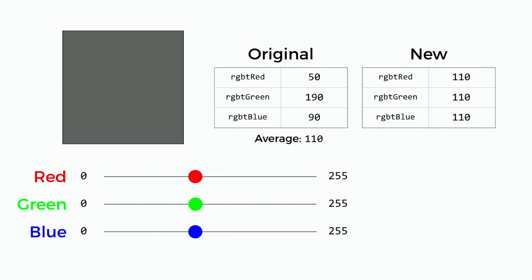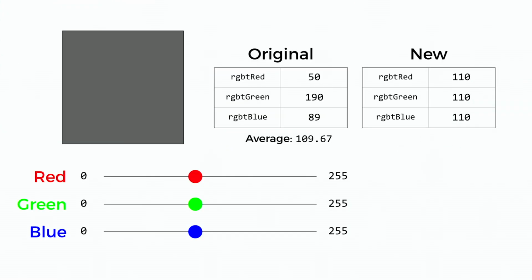Of course, it's possible that depending on the original color values, the average value you get might not be a whole number. In this case, the average is 109.67. Remember that each of red, green, and blue need to be integer values in the range from 0 to 255. So if the average value is not an integer, you'll want to make sure to round it to the nearest integer in order to determine what the new value actually should be. So that's how to take one pixel and convert it to grayscale.